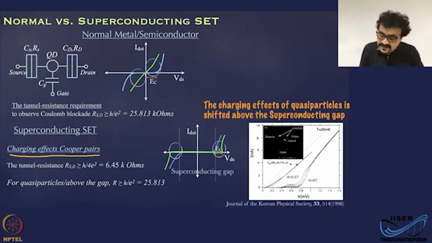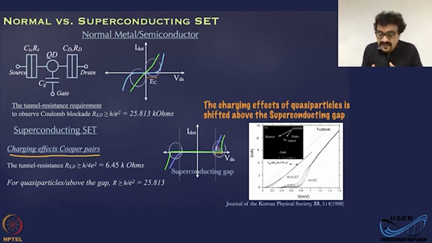But to observe charging effects of quasi-particles or electrons in the system, which generally is available once you are above the superconducting gap, you still require the 25.813 kilo ohm as the resistance of the tunnel junctions. Okay.